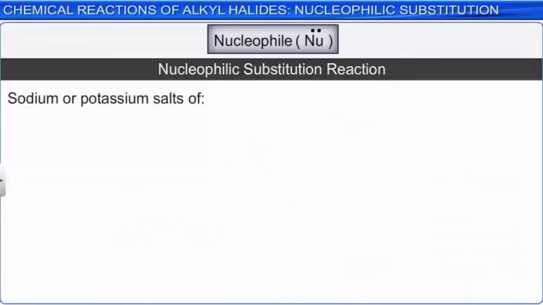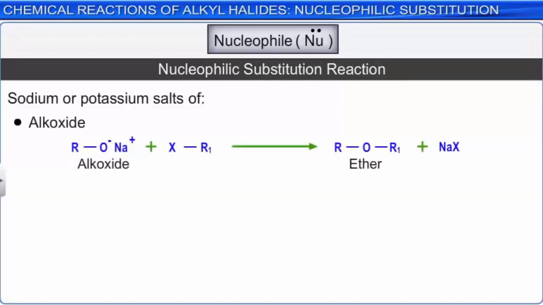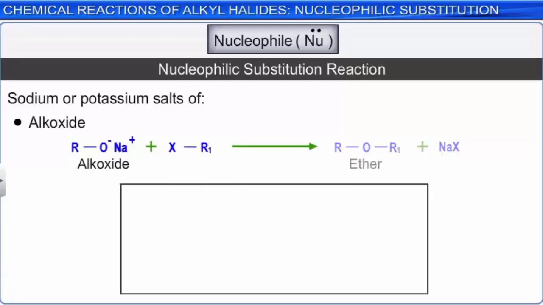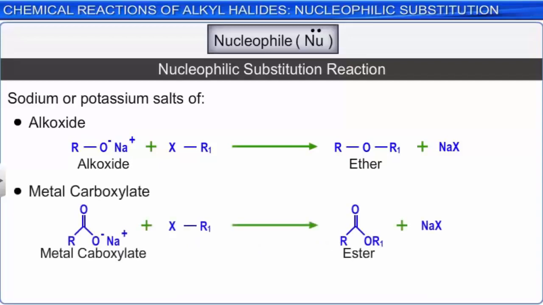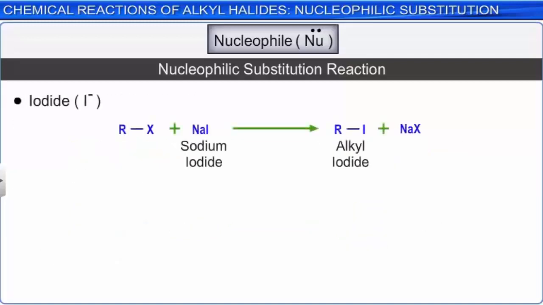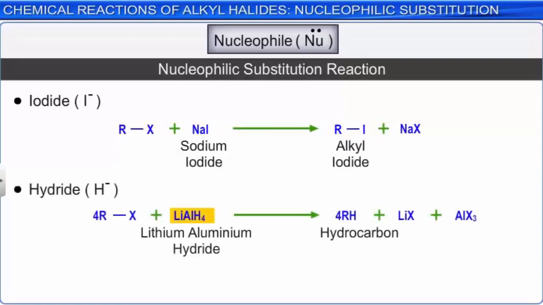Sodium or potassium salts of alkoxides can be used to make ethers from alkyl halides. Sodium or potassium salts of carboxylates can be used to make esters from alkyl halides. Sodium iodide can be used to make alkyl iodides from alkyl halides. Lithium aluminium hydride can be used to convert alkyl halides into hydrocarbons.